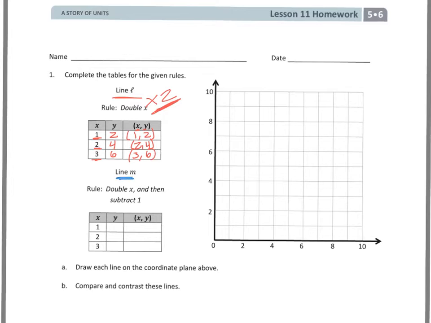For line M, the rule is double x, so times x by 2, and then subtract 1. So I have to multiply it by 2 and then subtract 1. So for this, they give me 1. So 1 times 2 is 2, minus 1 is 1. 2 times 2 is 4, minus 1 is 3. 3 times 2 is 6, minus 1 is 5.